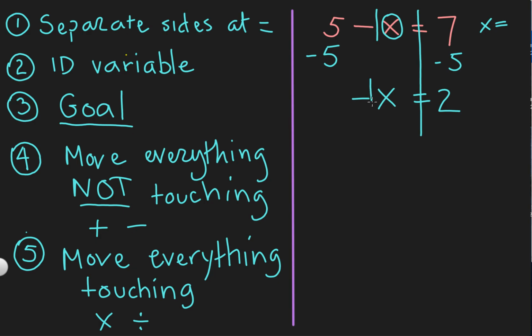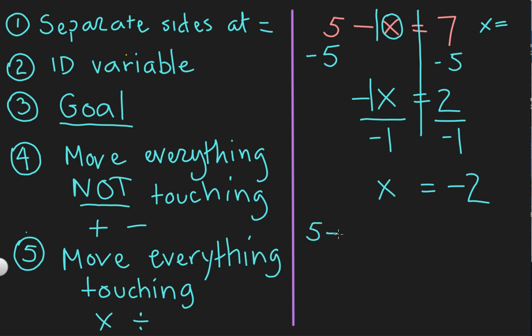Now remember, I have that 1 in front here. And when we get to this step, we're going to move everything that's touching. And we do that by dividing. So we divide both sides by a negative 1. This leaves me with x equals 2 divided by negative 1, which just changes the sign of the 2.